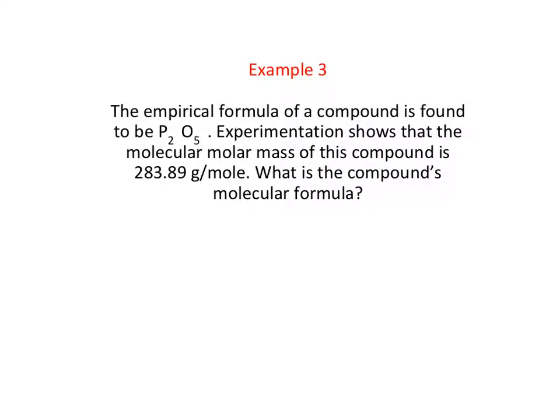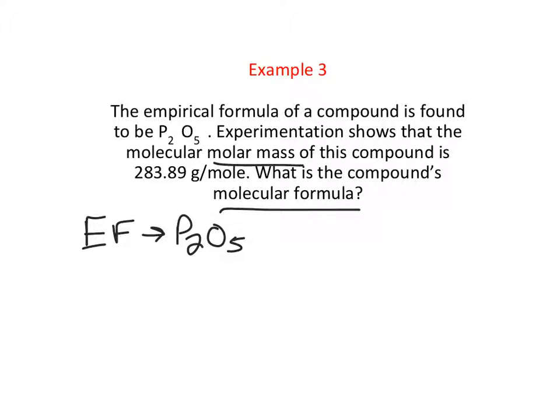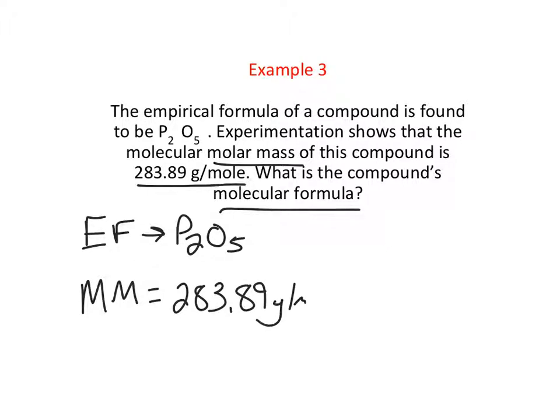Now the last step is trying to find out what my final molecular formula actually is, which is the one that has all the chemical relevance in a compound. With the previous example, we found that the empirical formula was P2O5. Now, this is another number that you would have to be provided in a problem, or find by doing an experiment. It says experimentation shows that the molar mass of the compound is 283.89 grams per mole.